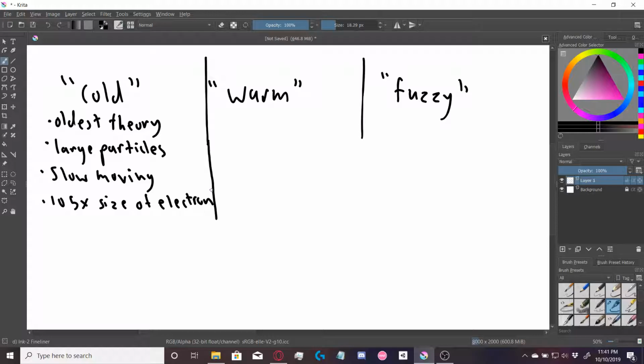So the second oldest, slightly more recent and slightly less accepted but still very widely known, is the theory of warm dark matter. Warm dark matter is slightly newer, and it sees dark matter as slightly smaller, lighter, and faster particles rather than cold dark matter. So it's just slightly smaller, lighter, and faster particles.